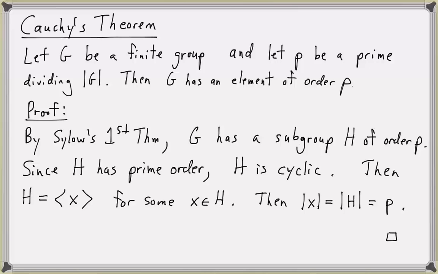So we now need to present some tools that will be used to prove Sylow's first theorem. When we prove Lagrange's theorem, we actually proved it by partitioning the elements of a group into cosets. We will actually prove Sylow's first theorem by partitioning a group into something called conjugacy classes. So let's discuss conjugacy classes.